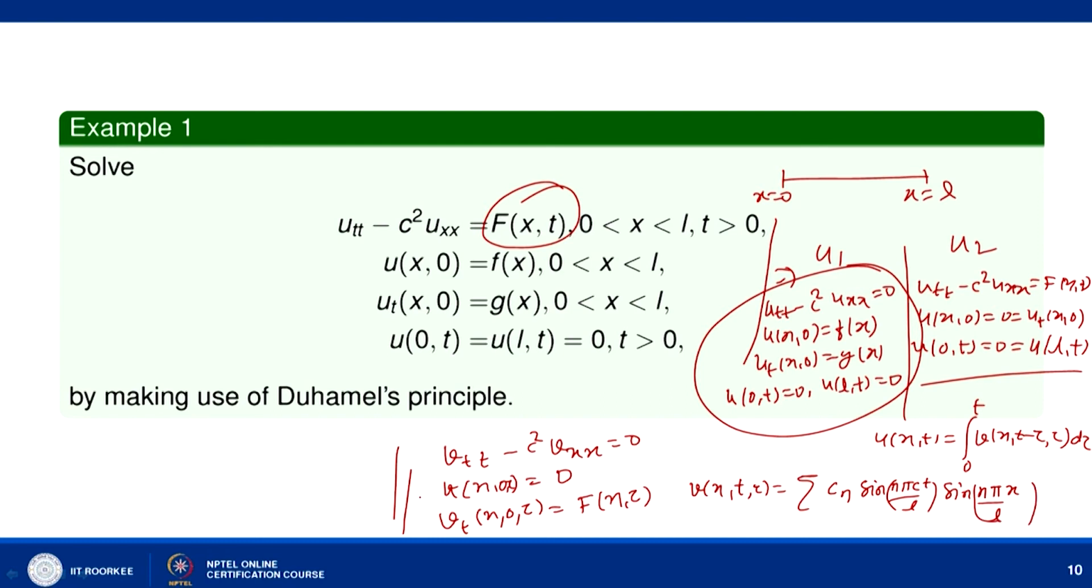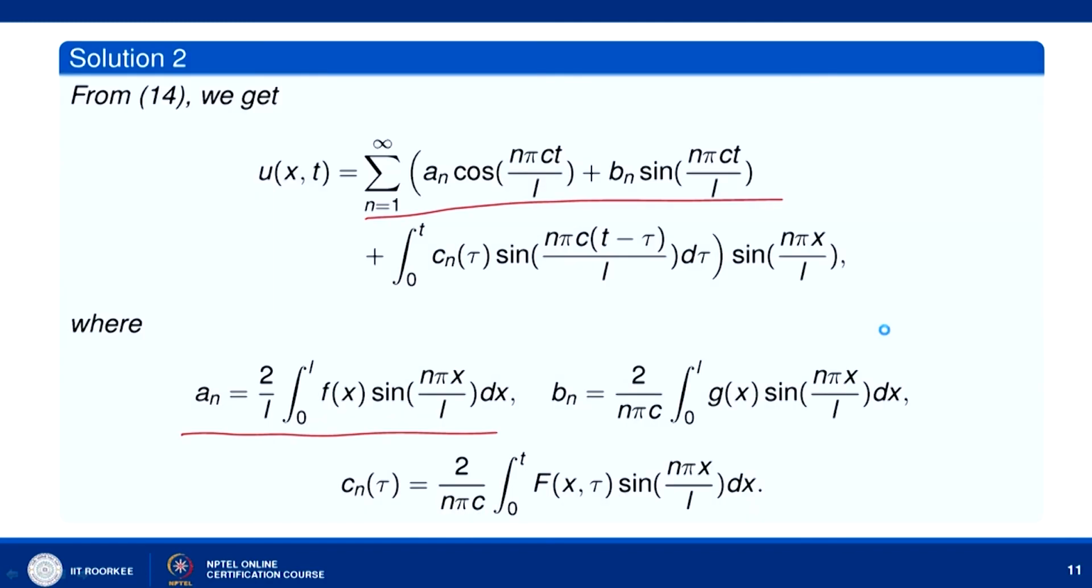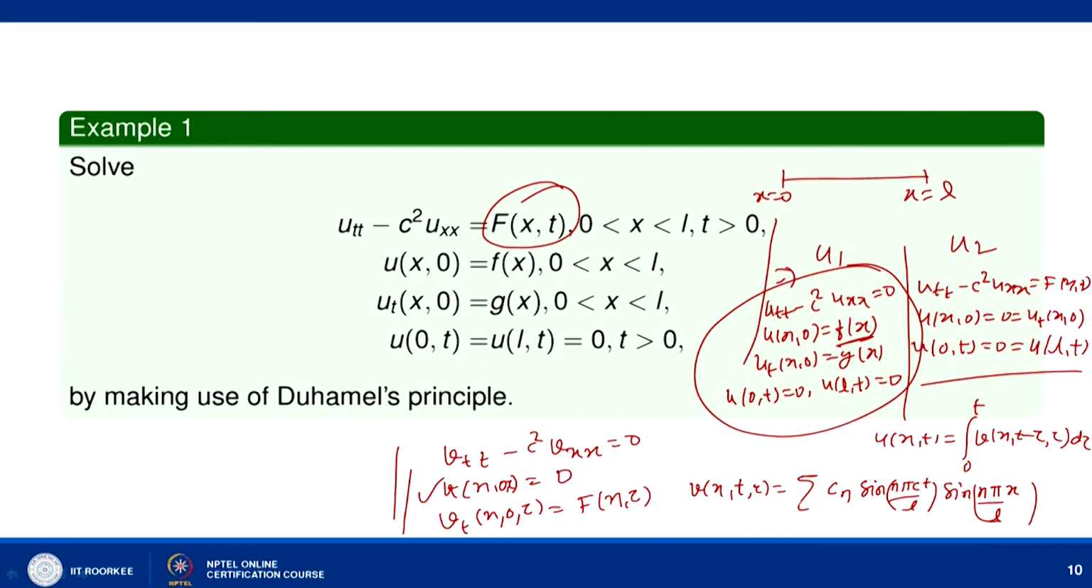Why? Because here v(x,0,τ) is 0. So, the corresponding cos(nπx/L) will not be there. If you look at the term corresponding to cos(nπct), a_n will not be there because f(x) is 0. So, a_n is going to be 0. So, we do not have any term corresponding to this. So, here we will get v(x,t,τ) as this.